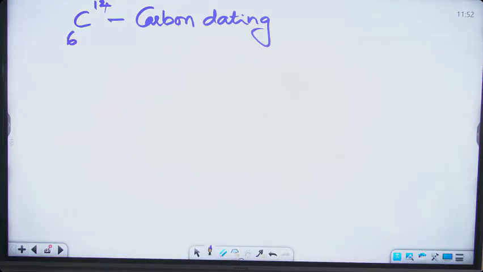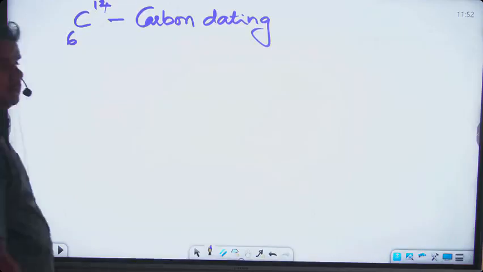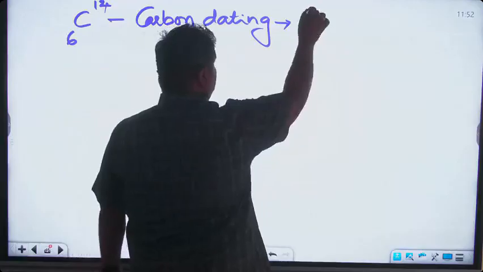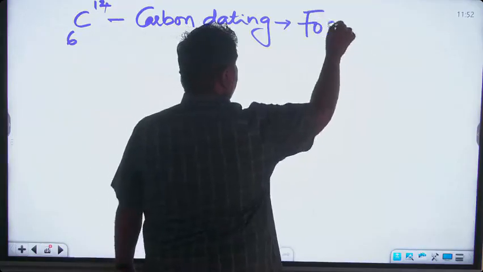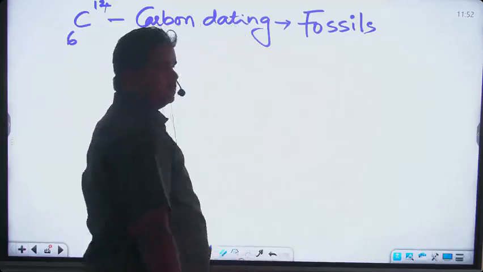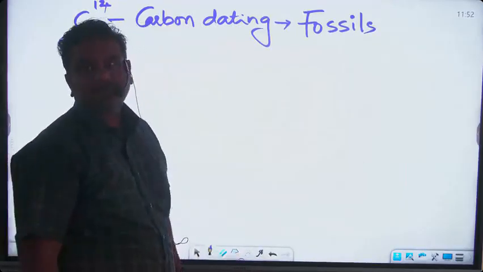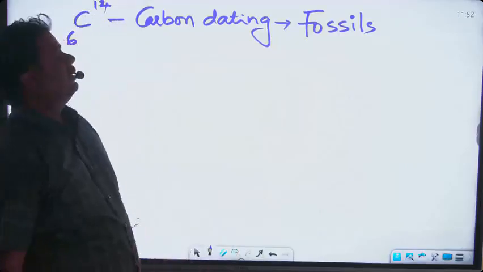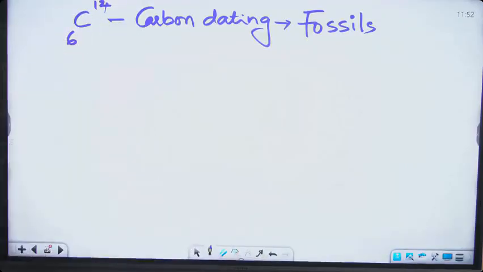Now the question is, what is carbon dating? What do you mean by carbon dating? To calculate the age of fossils. Now again the question arises, what are fossils? The dead remains of animals and plants. So carbon C614 is used in carbon dating to calculate the age of fossils.